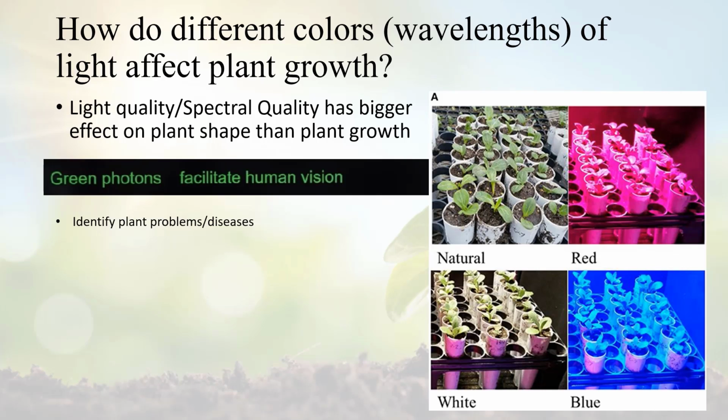One of the problems with growing just under red light or just under blue light, or even just under white light, is that it makes it hard to identify potential diseases or potential deficiencies in your plants. We often see those deficiencies as changes in color of our plant leaves. If you're growing without green light, you're not really going to be able to see those changes. Thus, it's important to include it in a lighting system if you are growing indoors.